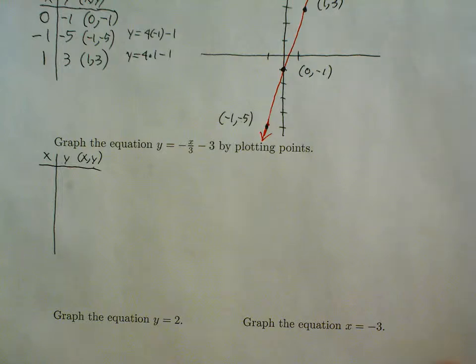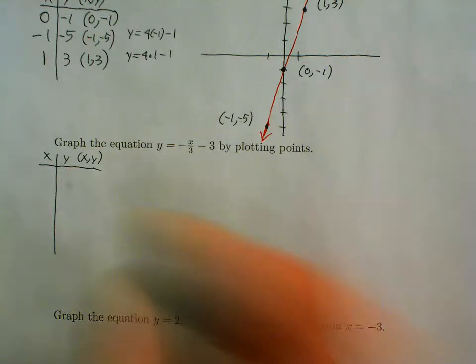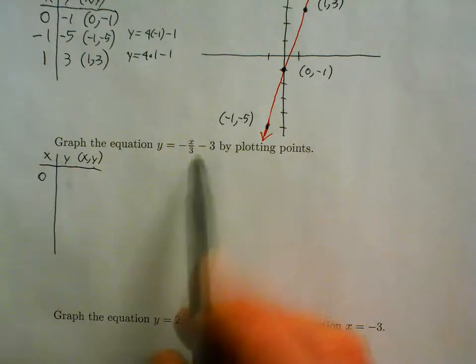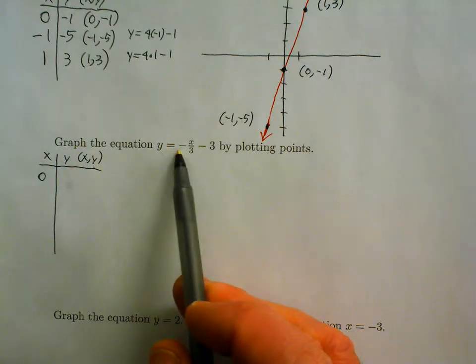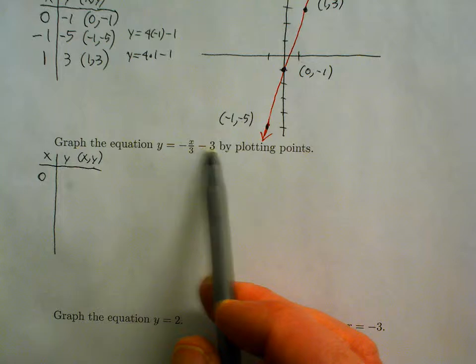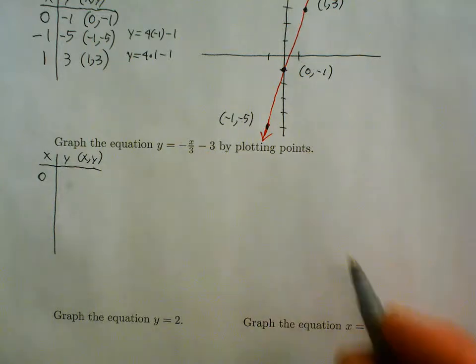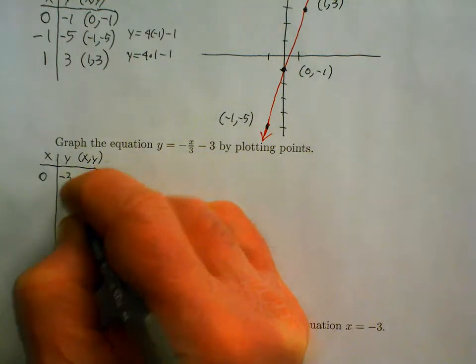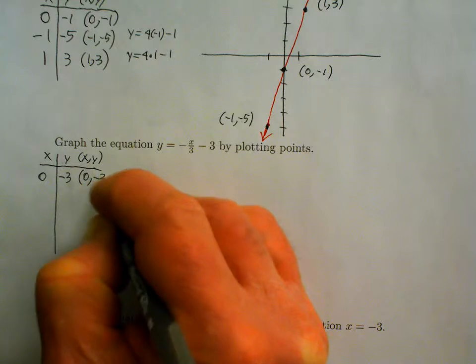If you always want to start by picking x to be 0, there's nothing wrong with that. If I pick x to be 0, the y-coordinate is negative 0 divided by 3 minus 3, or 0 minus 3, which is negative 3. So we get the ordered pair 0, negative 3.